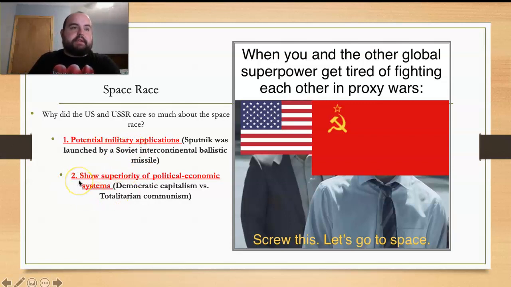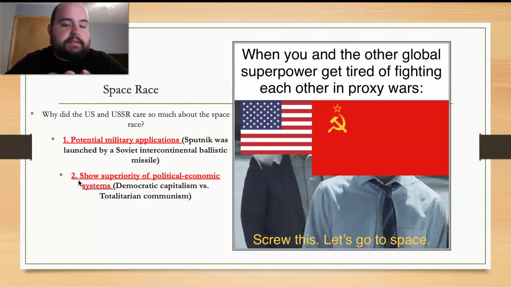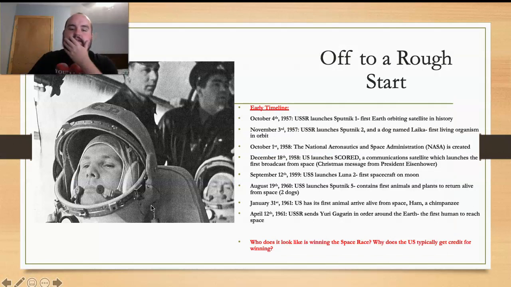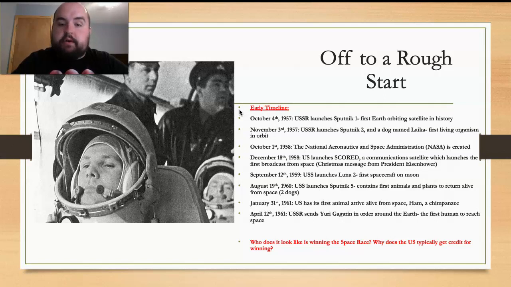However, this was also seen as an attempt to show the superiority of the respective political and economic systems in the United States and the Soviet Union. If the United States could win the space race, it made democracy and capitalism look fantastic. If the Soviet Union won, it made totalitarianism and communism seem fantastic. So, because of this, the space race was quite an extensive and hotly competed event. The early timeline actually didn't look so well for the United States, just to give you a very brief overview.